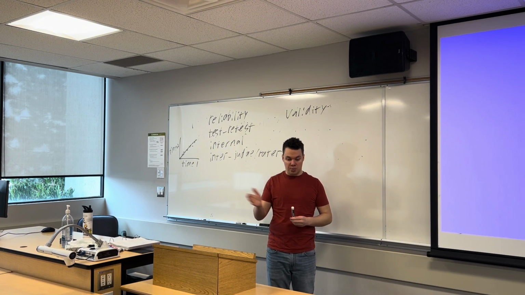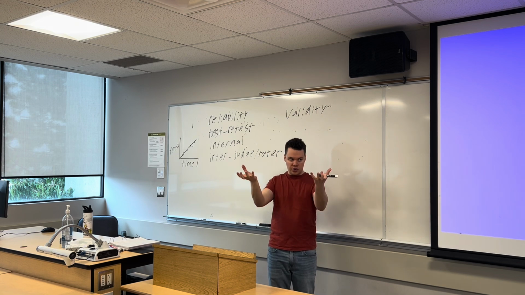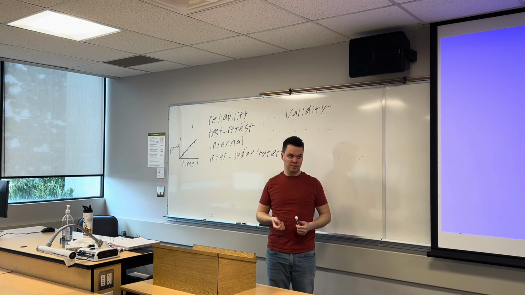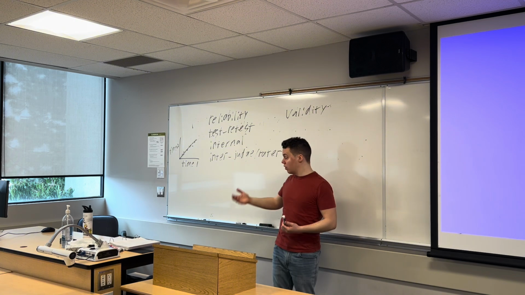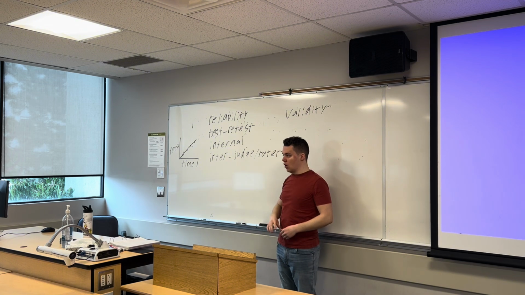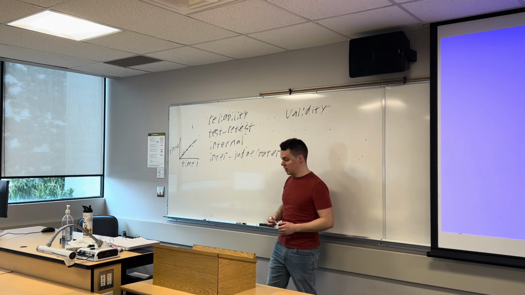One way of doing this is split half reliability. So you can randomly split the items in the test into two halves. Do those two halves correlate with each other? If they don't, or if they correlate very lowly, that's low internal reliability.